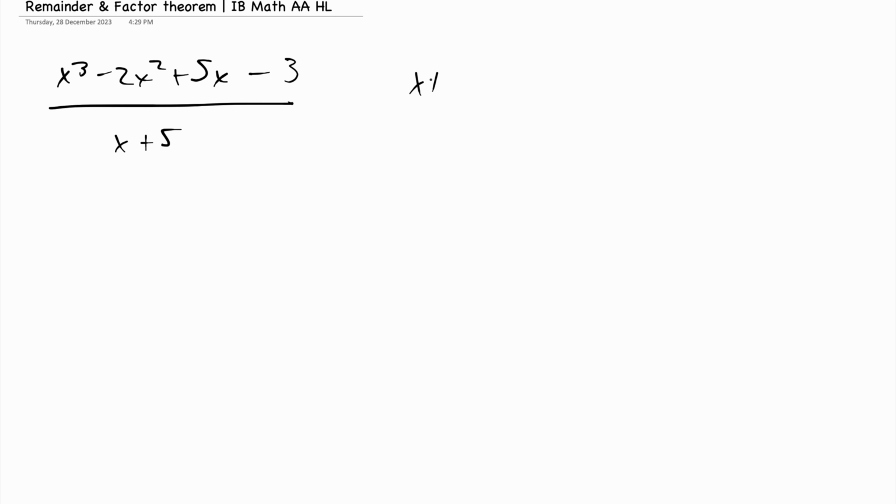So suppose that I have a polynomial of x cubed minus 2x squared plus 5x minus 3 divided by x plus 5, okay? Now, if we were to divide this using long division, it would be something like this. x plus 5, x cubed minus 2x squared plus 5x minus 3.